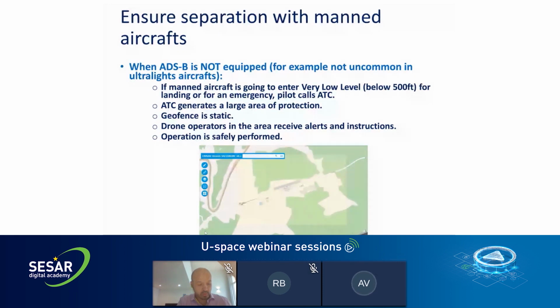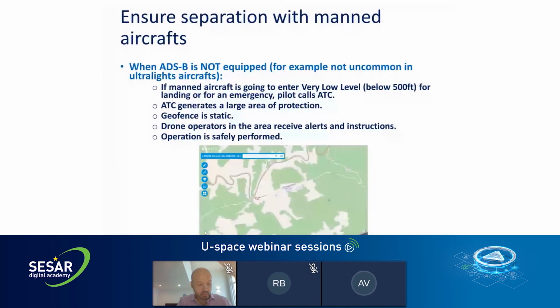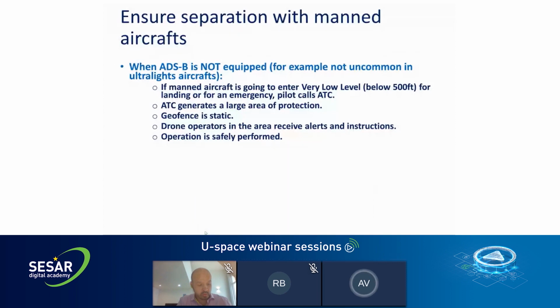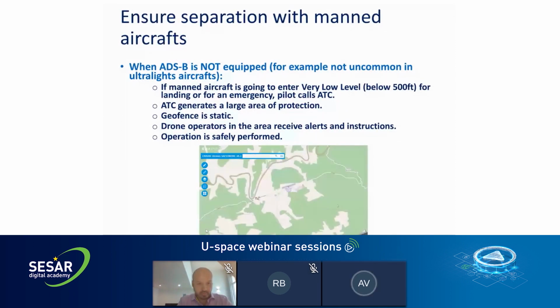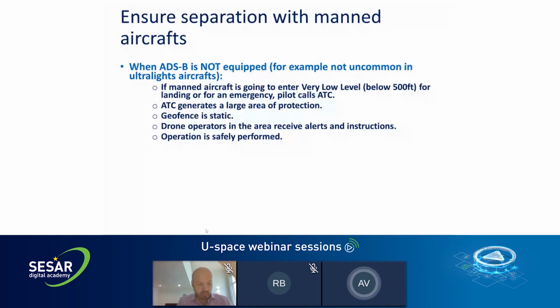And then the ATC, with a tool that we have developed within the project, these Nairo drones, which has some interesting functionalities, will generate a large protection area. In this case, the use of the airspace is a little bit less efficient because we don't know with high precision where the aircraft is, but we will create this geofence or no-fly zone area that is static. Then the drone operators that are in that area receive the alert and instructions, and then the operation is safely performed. So in both cases, we think that we have seen, and done some experiments, that it can work.